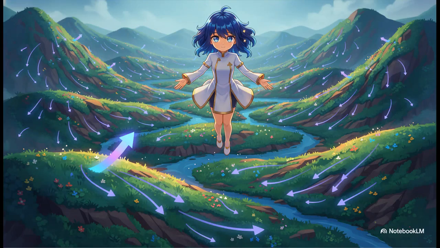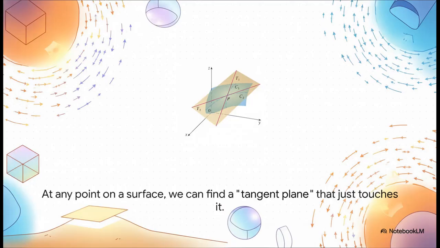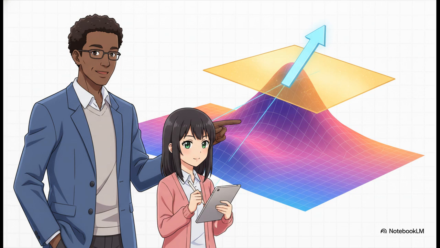But wait, there's more. The gradient isn't just a slope calculator. It tells us about the surface itself. It helps us find the tangent plane, a flat surface that just kisses the curve at one point. Turns out, the gradient is the key to defining that plane. So slope and the local flatness are linked.